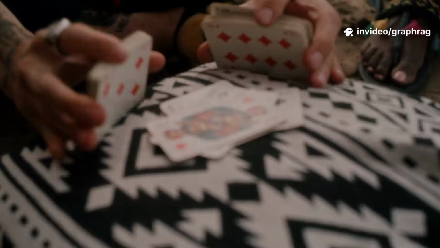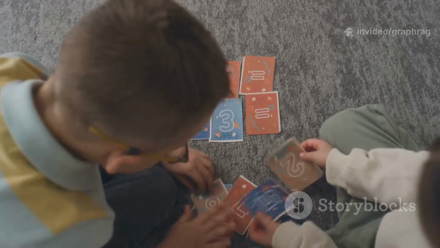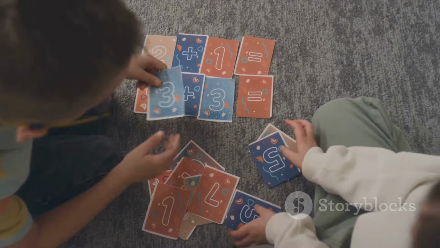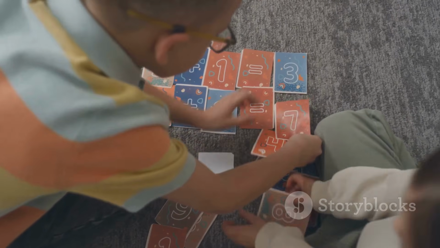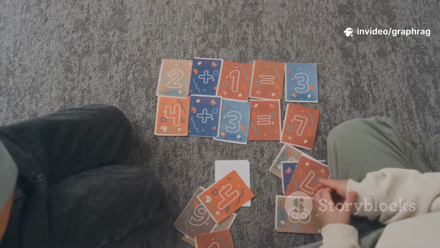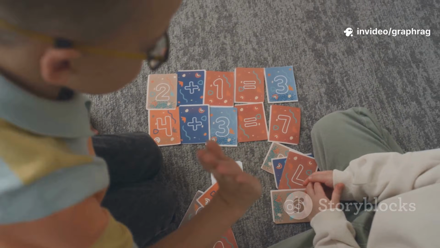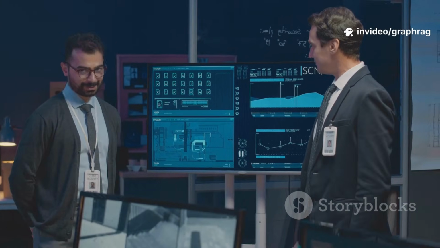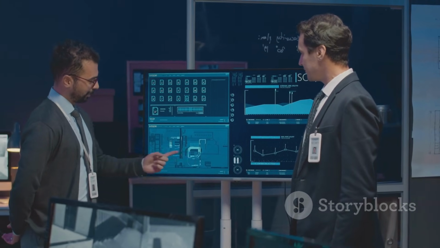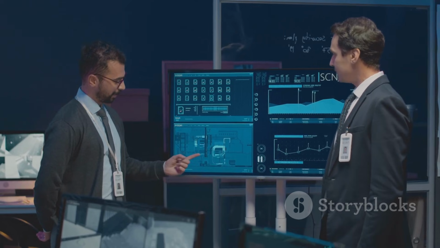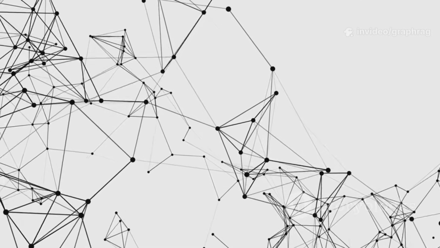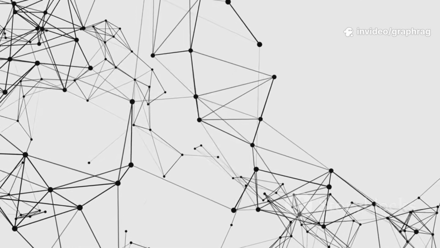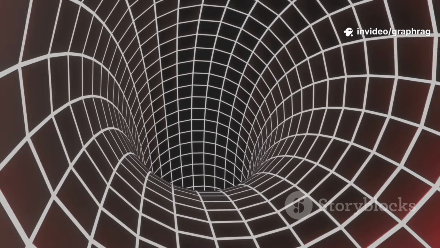GraphRAG versus vector RAG. Let's make this brutally simple. Traditional RAG is excellent at, find me information about X. GraphRAG becomes more useful for, explain how X connects to Y through Z. Traditional RAG, give me the relevant documents. GraphRAG, give me the relevant entities, relationships, and surrounding context. Traditional RAG thinks primarily in chunks. GraphRAG thinks in connections.